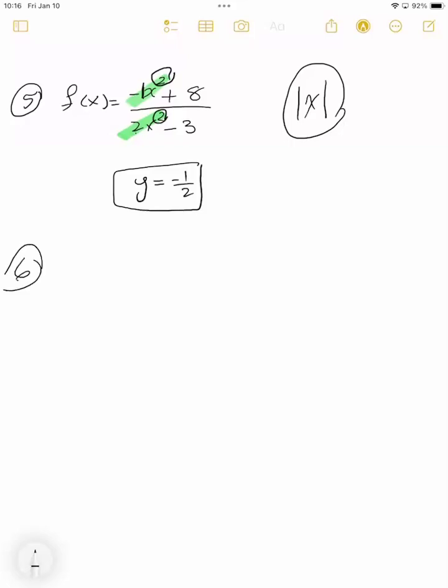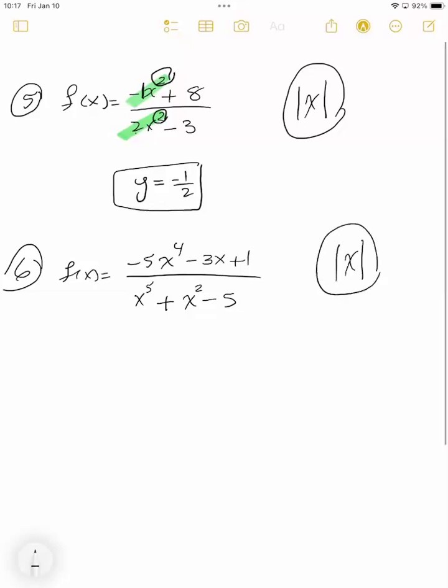Question number 6. It gives you a function, negative 5x to the power 4 minus 3x plus 1, divided by x to the power 5 plus x to the power 2 minus 5. It asks which function the graph will behave like for large values of x. So again, when we have absolute value of x, when x is massive or super small, that is, as x goes to infinity or negative infinity, what happens to this graph?